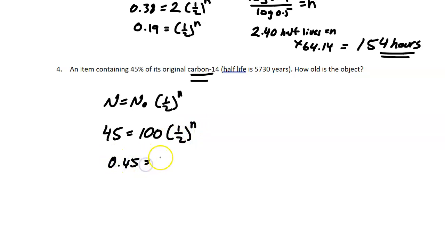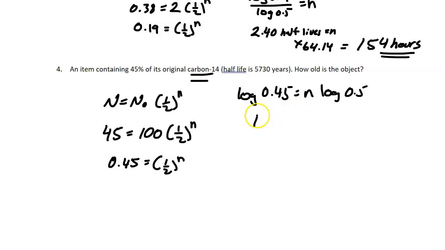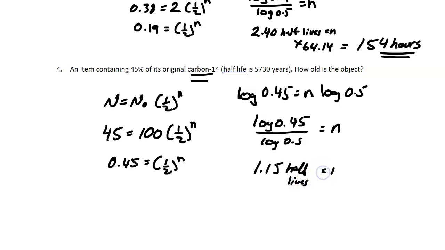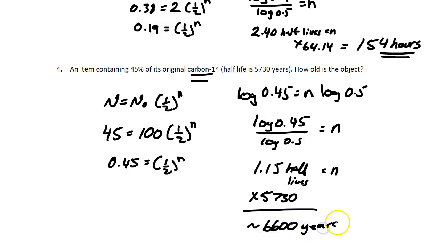Dividing both sides by 100, logging both sides, dividing both sides by log 0.5, that means 1.15 half-lives have occurred. If each half-life is 5,730 years, that means approximately 6,600 years have passed. So this object is approximately 6,600 years old, according to carbon dating. And again, that's assuming the percent of carbon-14 found within the object would be comparable to what we're seeing nowadays.